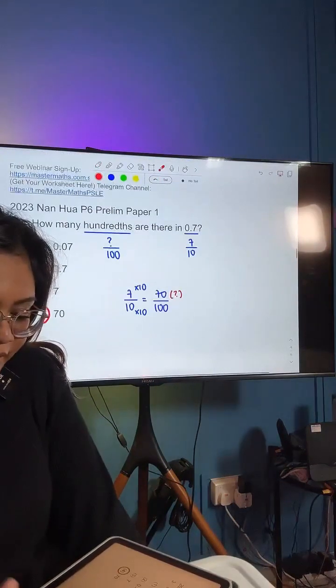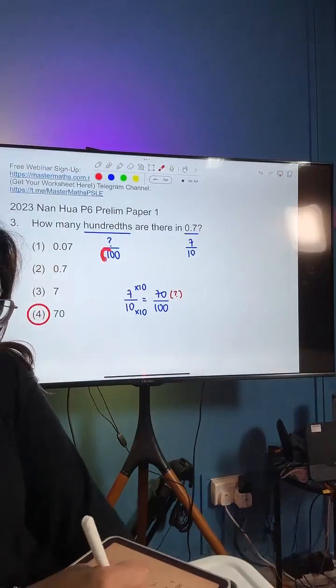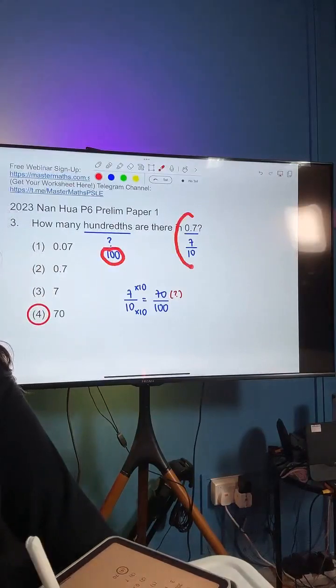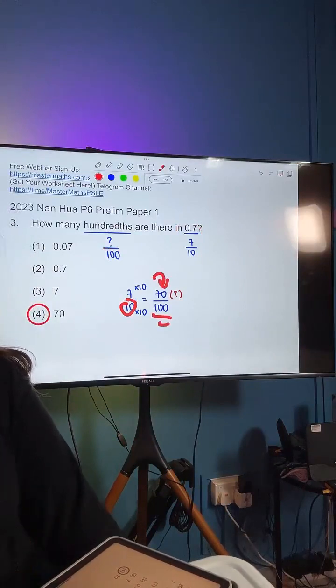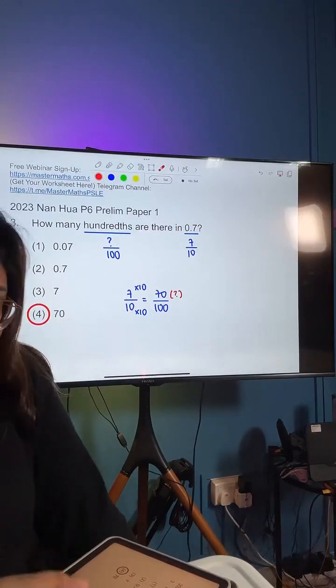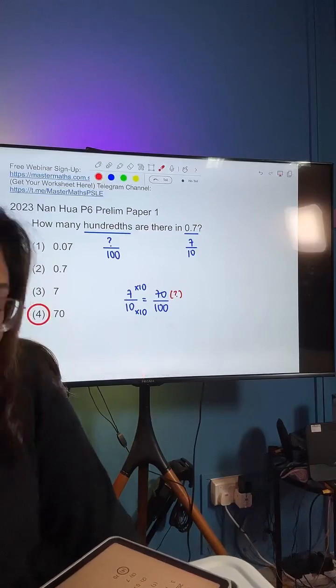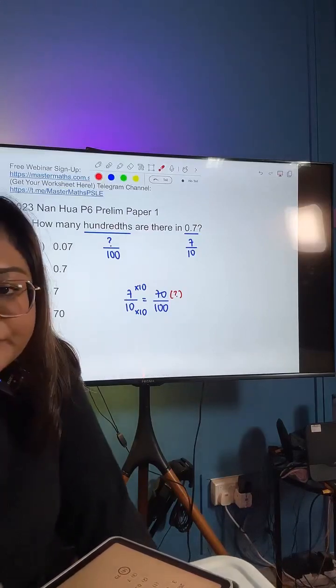Okay, question number 3, how many hundreds? Hundreds means out of 100. 0.7 is 7 over 10. Change the 10 into 100, I will get numerator 70. Okay, change into out of 100, I will get 70 over 100.